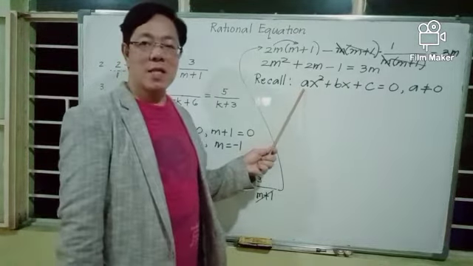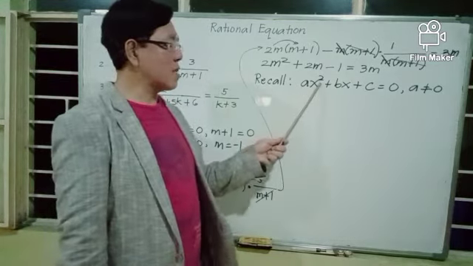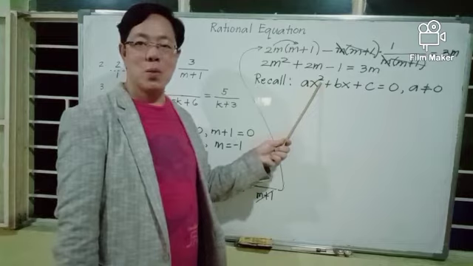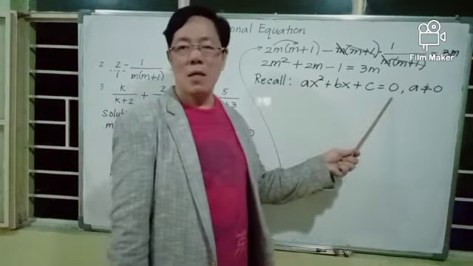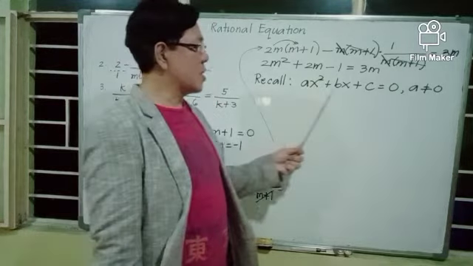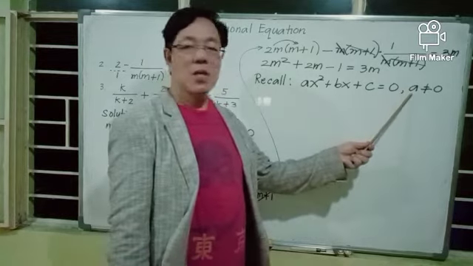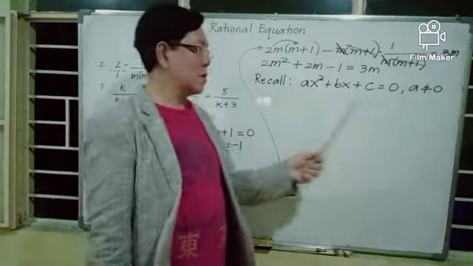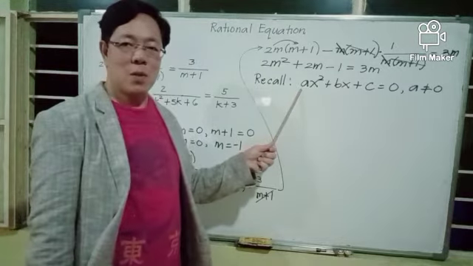And this is quadratic in x. It's a quadratic equation because the highest exponent of the variable is 2 and the variable is x. So this equation is said to be quadratic in x. And this is the general form of a quadratic equation with the condition that a is not equal to 0. That is, the coefficient of x squared is not 0.